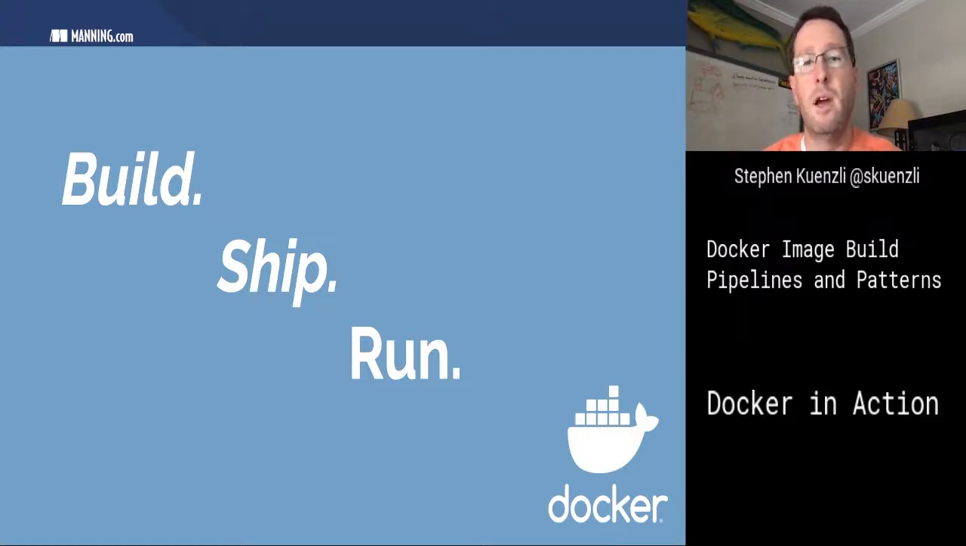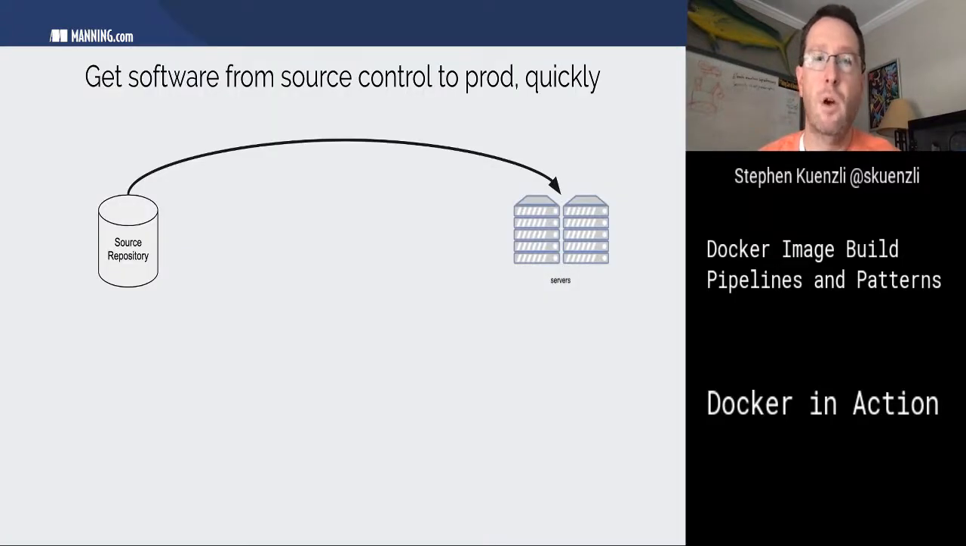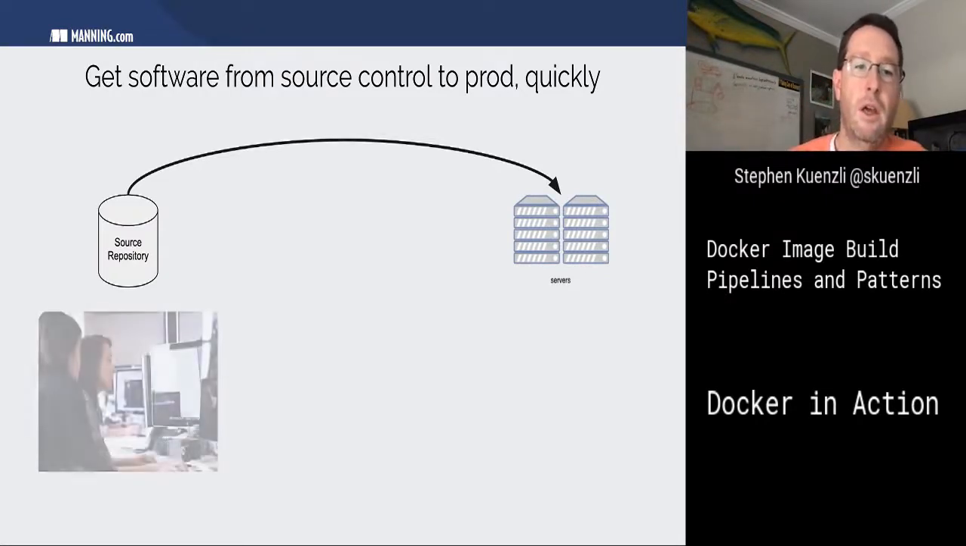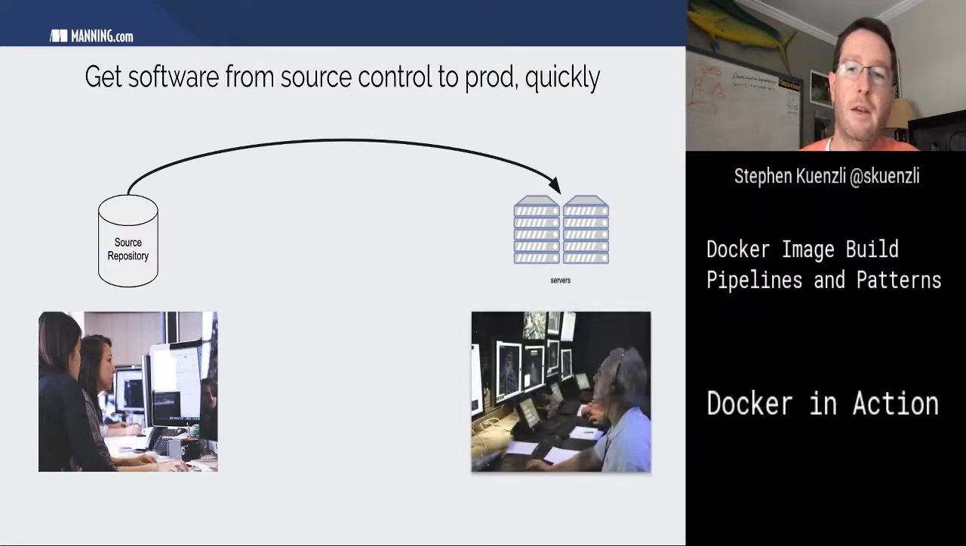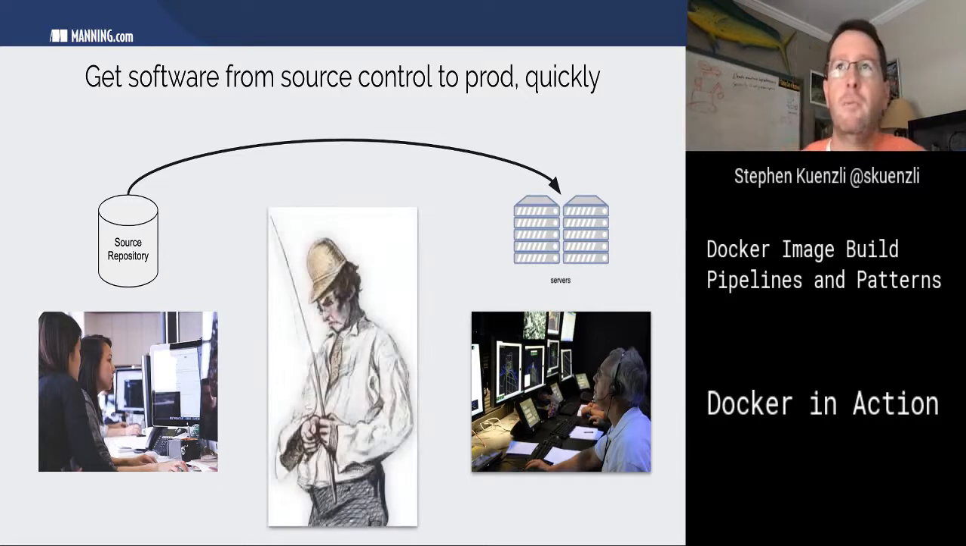Let's start off with Docker promises to help you build, ship, and run your applications. And image pipelines are all about the building and shipping part. Ultimately, we want to get software from our source control system to production quickly. We have developers all the way on the left side of the process, working hard and building things. And then we have operators who are running those things. Sometimes they're the same people, oftentimes they're different. In the middle, there can be a bunch of sadness.